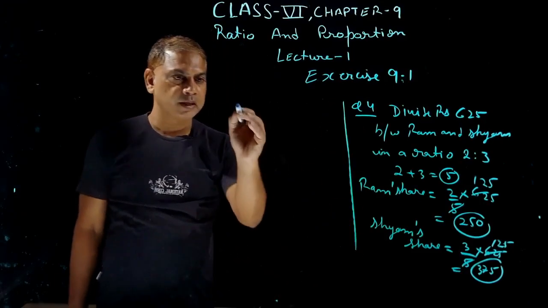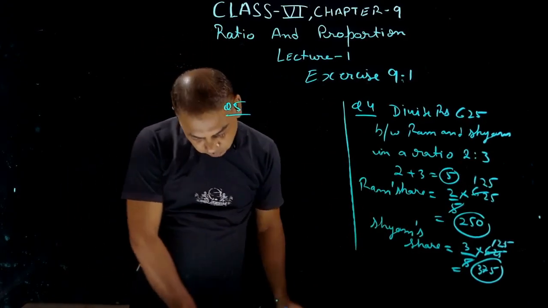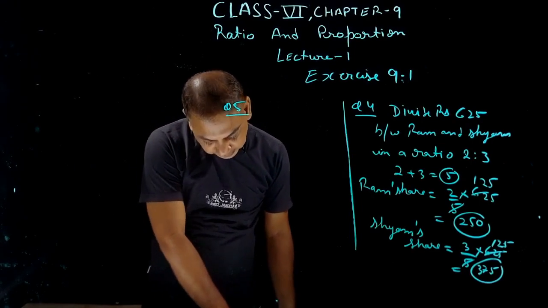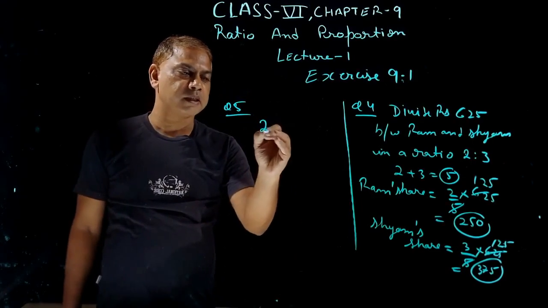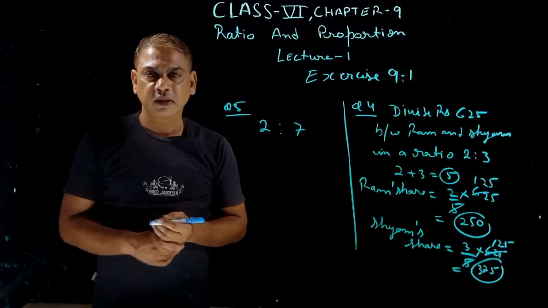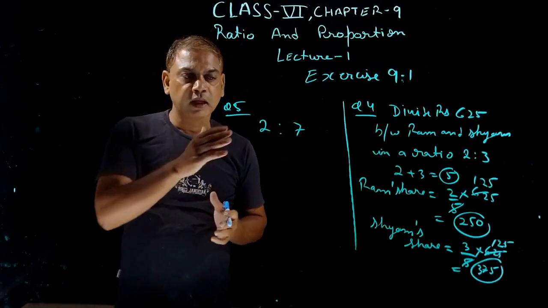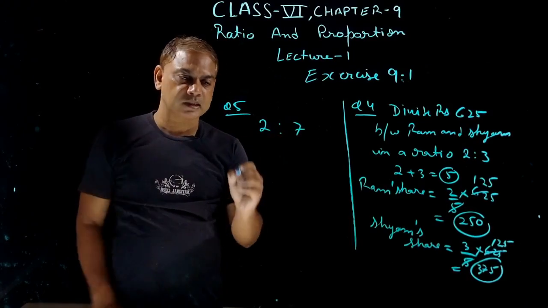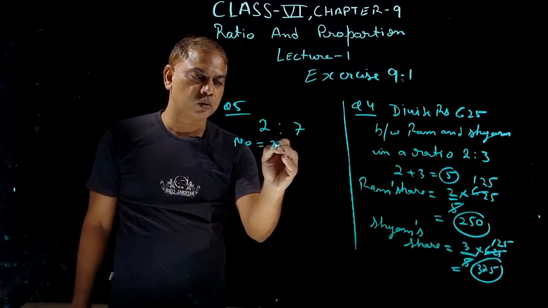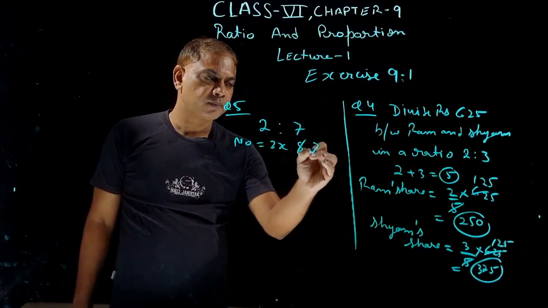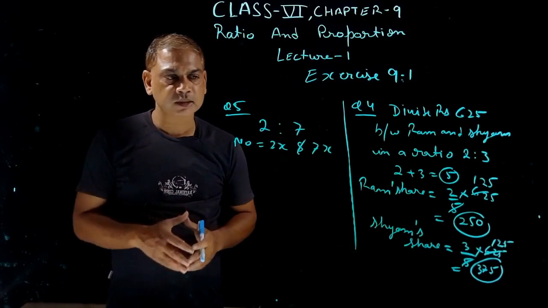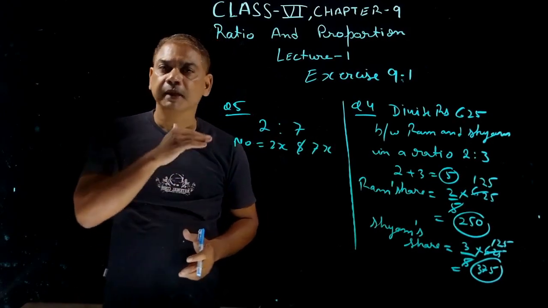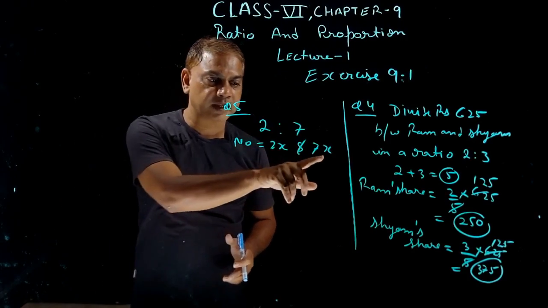Come to question number 5. The numbers are in the ratio 2:7. In what ratio are the numbers? 2:7. When a ratio is given, you have to convert it into numbers. Multiply both parts of the ratio by x. So what will your numbers be? The numbers will be 2x and 7x. Clear, students? What did we convert the ratio into? We converted it into numbers by multiplying by the variable x.